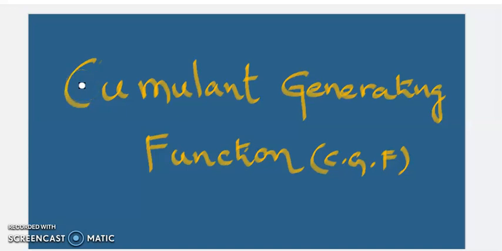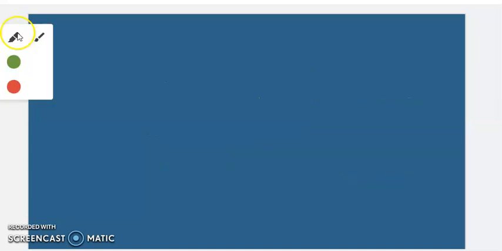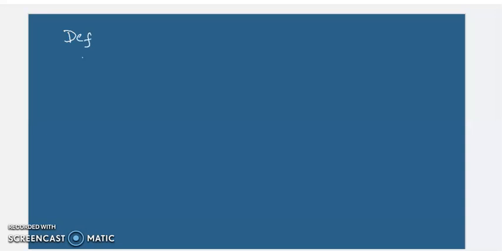Cumulant generating function. Sometimes it is also called C.G.F. By using the generating functions, we can easily find the mean and variance of the random variable. Let's start. Definition. Let X be the random variable.